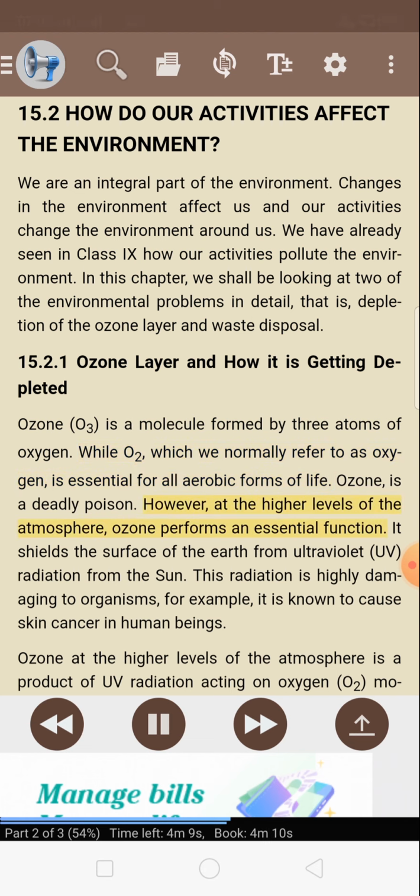However, at the higher levels of the atmosphere, ozone performs an essential function. It shields the surface of the Earth from ultraviolet (UV) radiation from the sun. This radiation is highly damaging to organisms. For example, it is known to cause skin cancer in human beings.